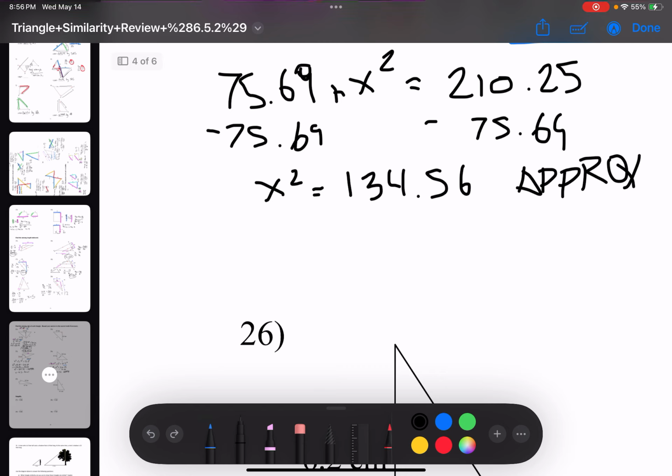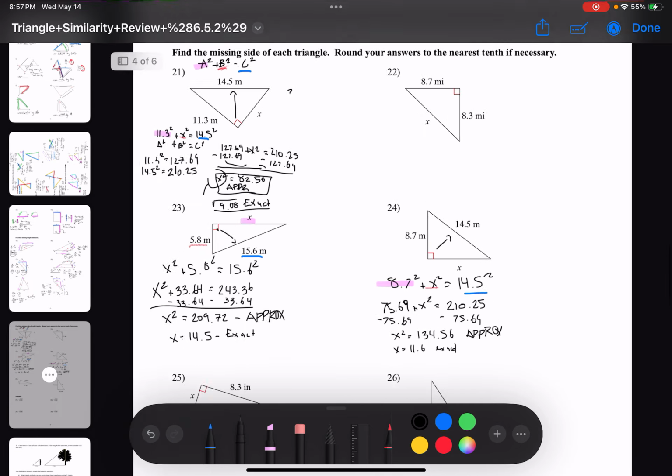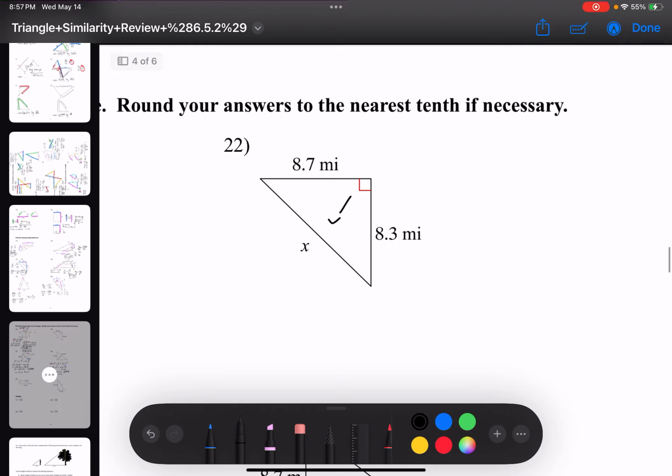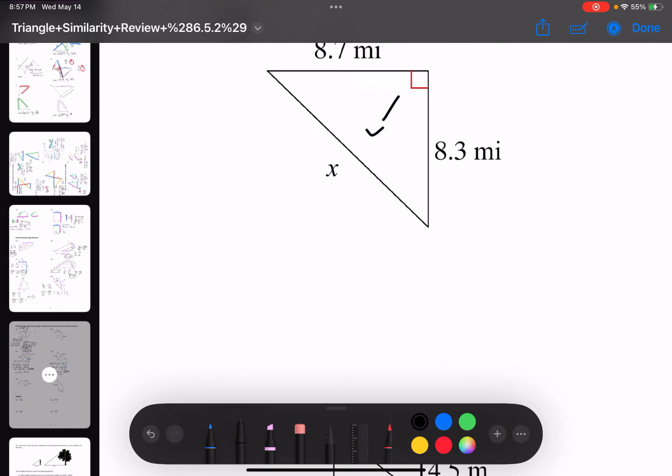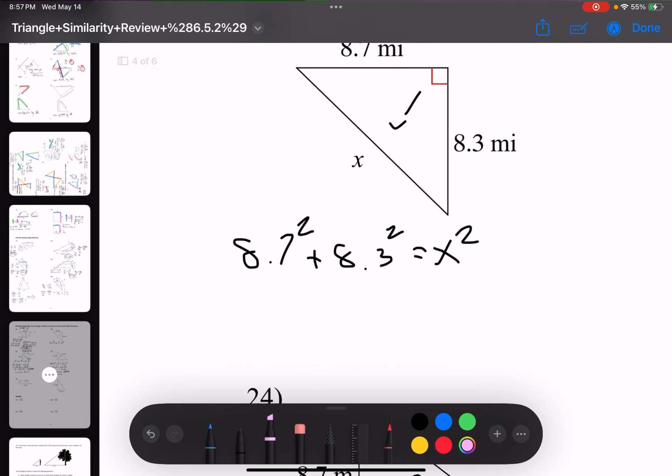So boom. Now let's do that. .6. Okay, so x is equal to 11.6 exact. Yup, we're eating this up right now. Oh, I think we forgot to do one up here. Boom, arrow out. So it's just gonna be 8.7 squared plus 8.3 squared is equal to x squared, because this time our C is not given to us. A, B, C.